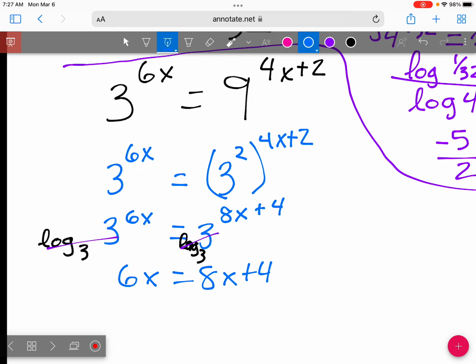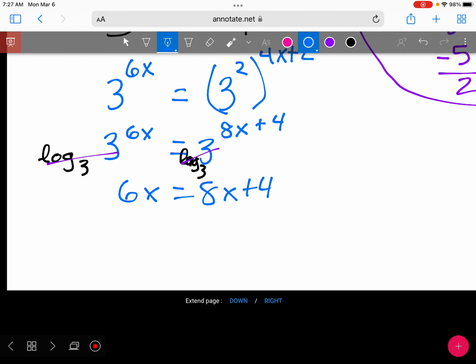So now we're down to 6x equals 8x plus 4. And how can I solve that? Subtract 8x. Thank you. Minus 8x, minus 8x. And we're going to have negative 2x equals 4. What is x? Negative 2, because we divide both sides by negative 2. And we get that x is negative 2.